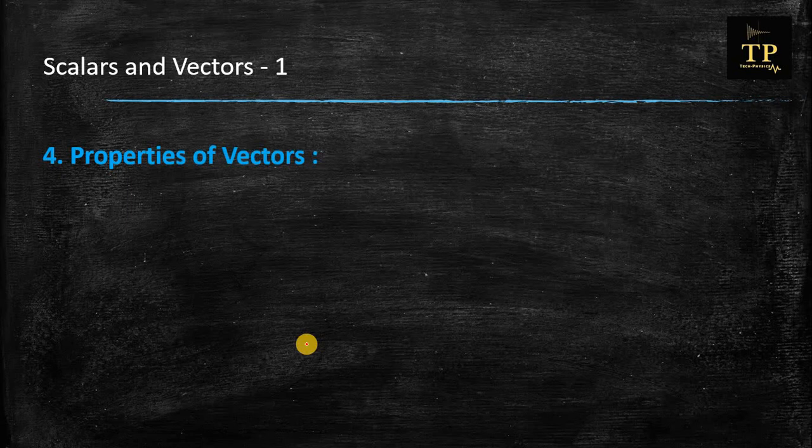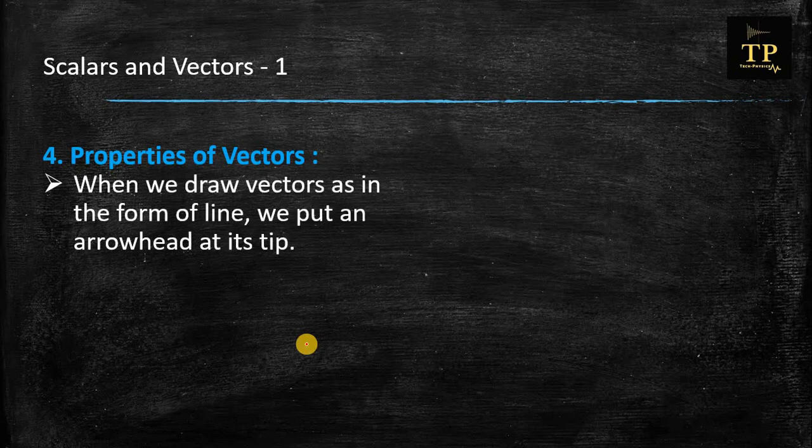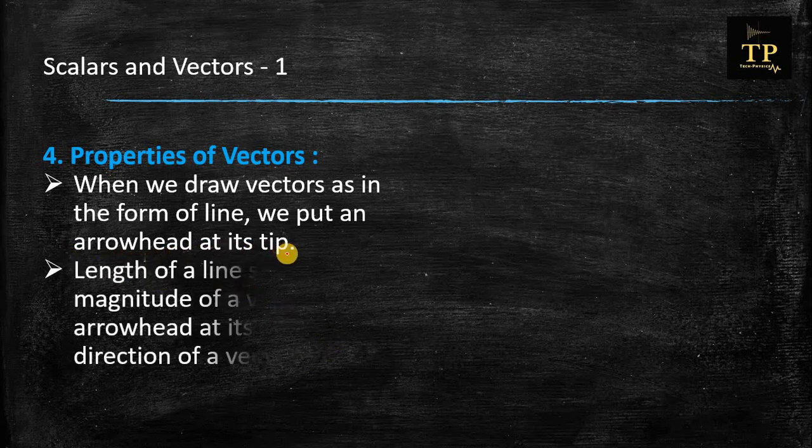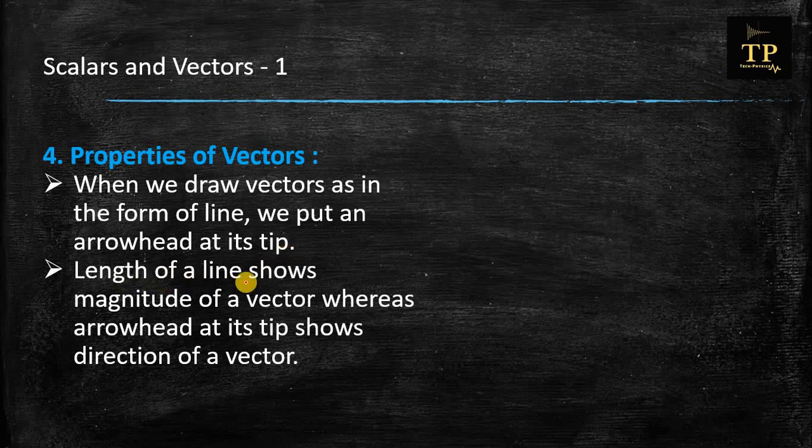Now let us see some properties of vectors. As I have already told, because we are very new to this topic, we will first see the properties of vectors. The first property is, when we draw vectors in the form of a line, we put an arrowhead at its tip, and the length of the line shows the magnitude of a vector, whereas the arrowhead at its tip shows the direction of a vector.